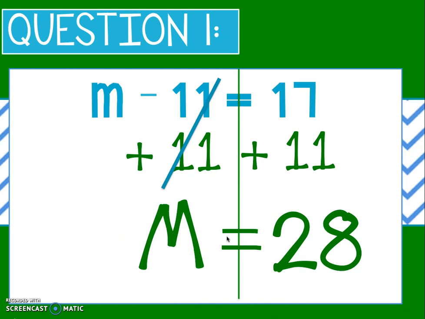Okay. Now, before your problem is complete, you need to go back and check your solution to make sure that it's correct. We're going to check our solution with substitution. We're going to take m equals 28 and substitute it in for the m. So you're actually going to have 28 minus 11, and you got to check to see if those are equal.